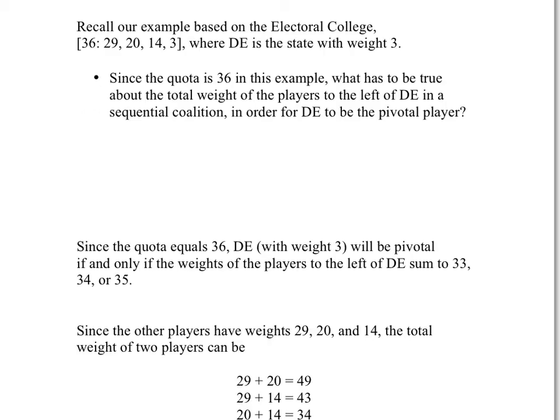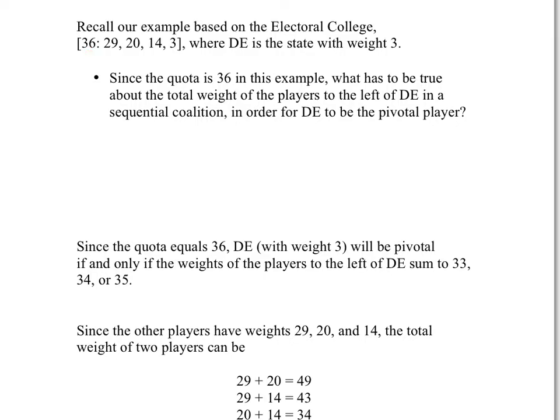Recall our example based on the U.S. Electoral College with only 4 states: New York with 29 electoral votes, Pennsylvania with 20, New Jersey with 14, and Delaware with 3. For purposes of this example, we've set the quota at 36 votes.